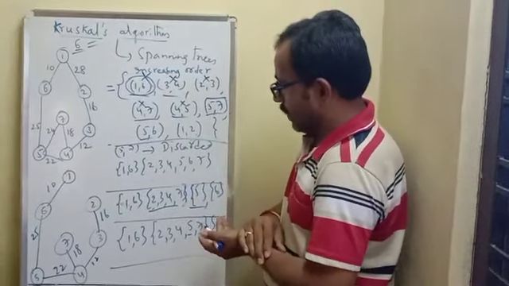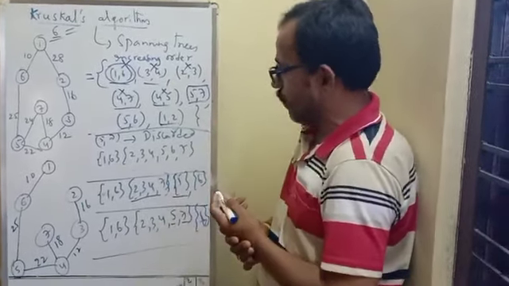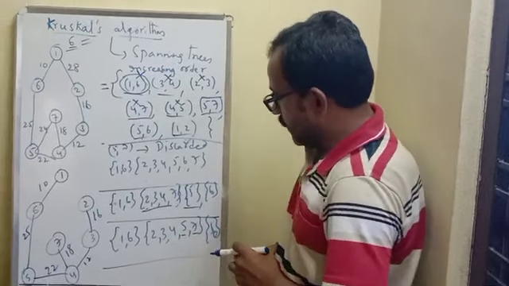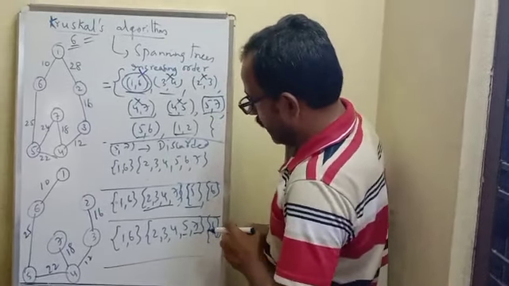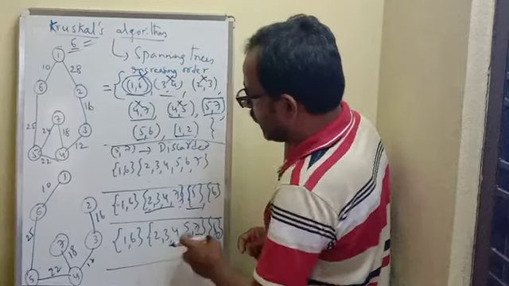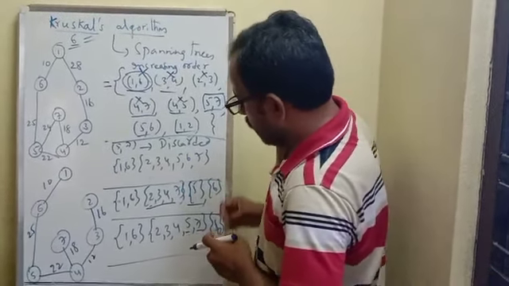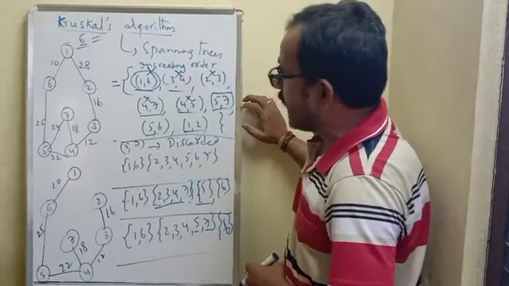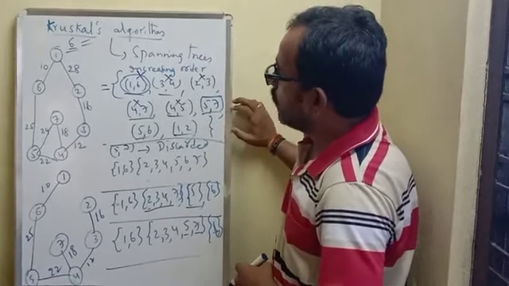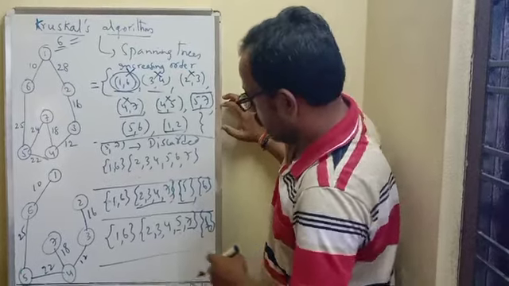Then go to the next one. The next edge is 1, 2. Okay, so 1, 2 are in two different sets. But immediately verify whether the inclusion of 1, 2 is forming a cycle or not.